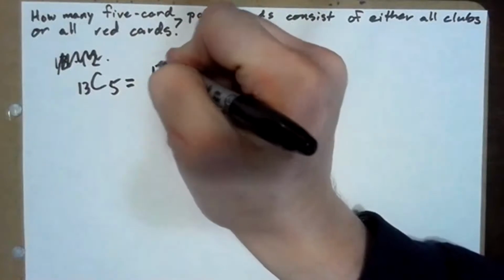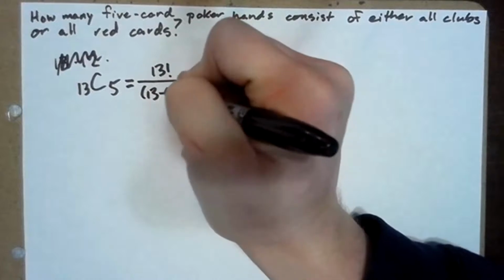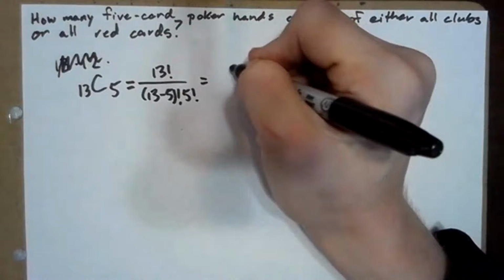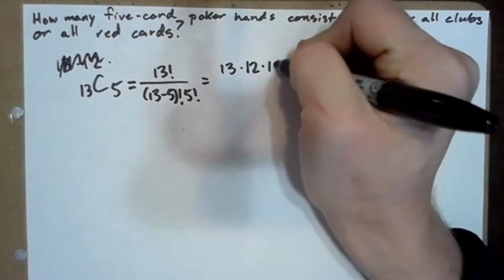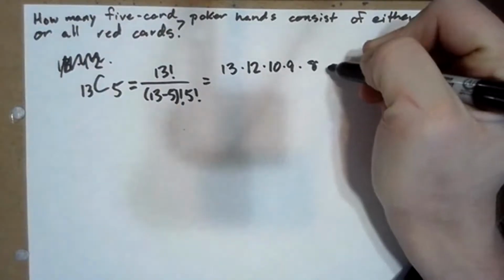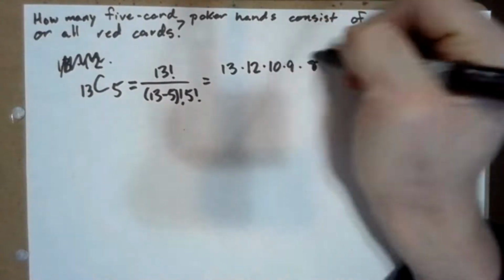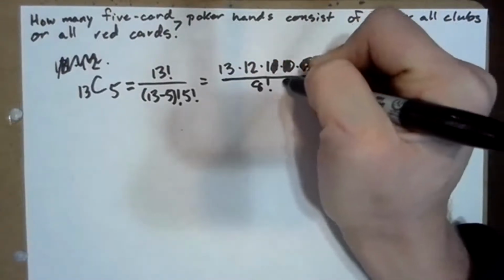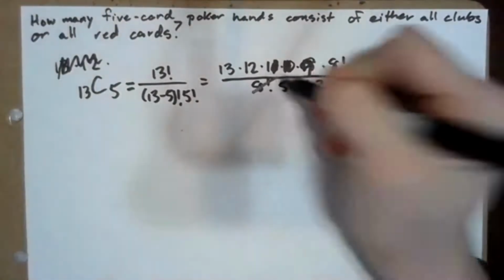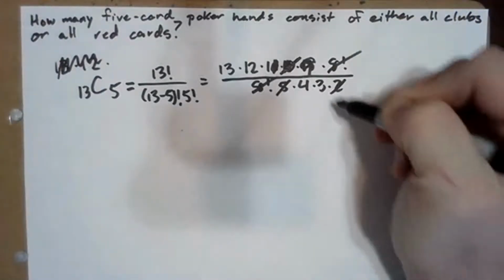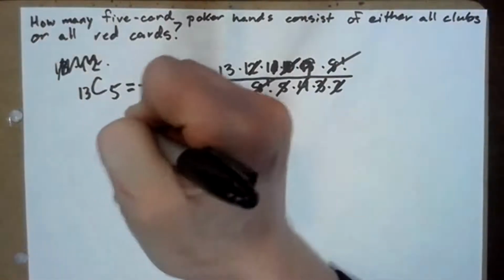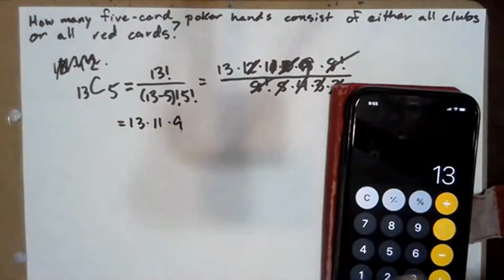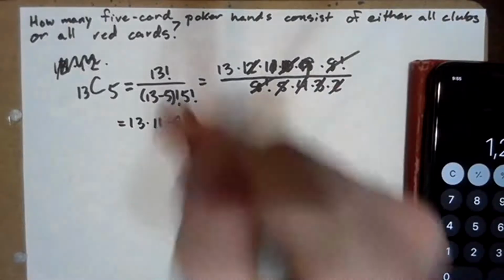Okay, well, that's 13 factorial over 13 minus 5 factorial times 5 factorial. So that's 13 times 12 times 11 times 10 times 9 times 8 factorial over 8 factorial times 5 times 4 times 3 times 2. We can cancel the 8 factorials. We can cancel the 5 and 2 to get rid of the 10. We cancel the 4 and 3 to get rid of the 12. We're left with 13 times 11 times 9, which gives us 1,287.